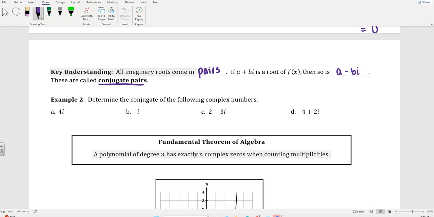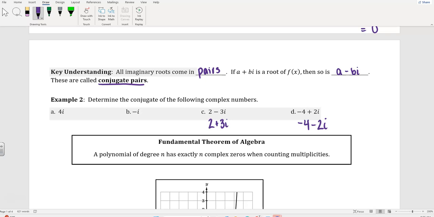Just looking at these right here, I actually think C and D are a little bit easier to do. If you're looking for the conjugate pair for these numbers, all you do is change the middle sign. So if I've got 2 minus 3i as a zero, then 2 plus 3i would be a zero. And if I have negative 4 plus 2i, I would have negative 4 minus 2i as a zero. You only change the middle sign, not all of these signs.